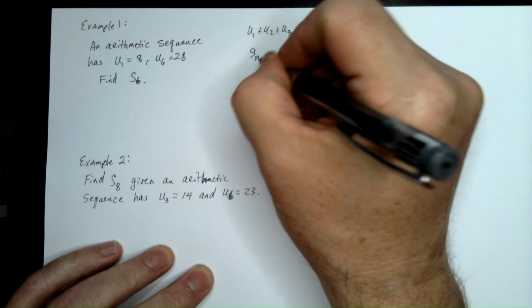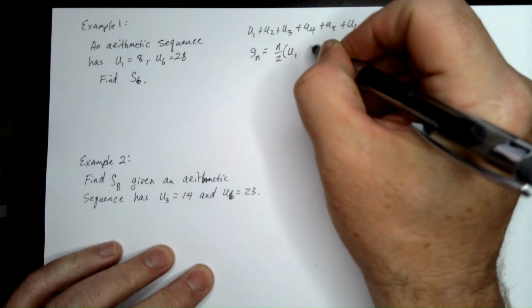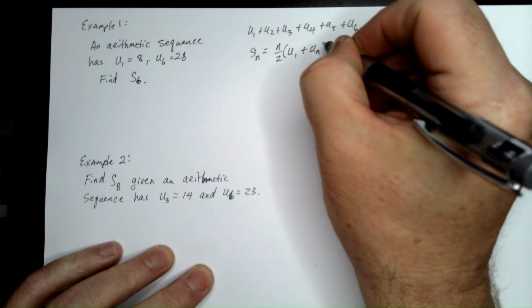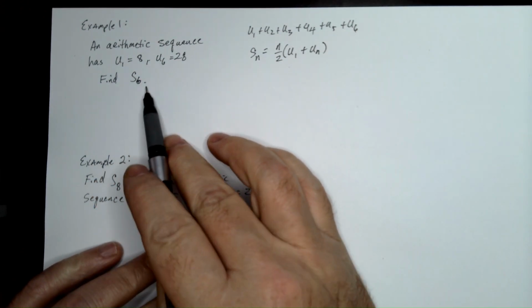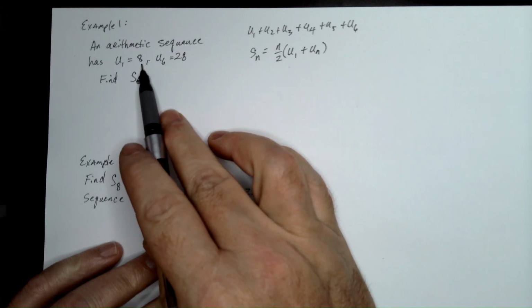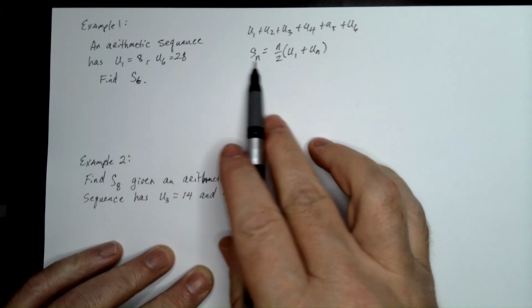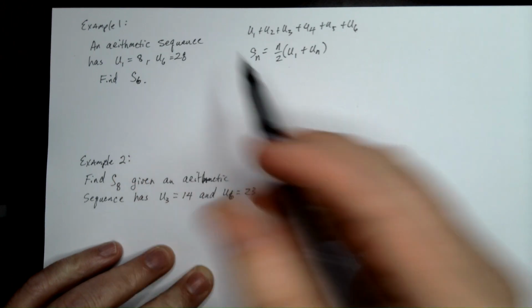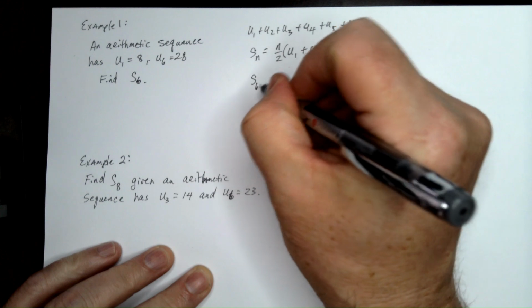So our formula is S sub n equals n divided by 2 times the sum of the first and the last. And since this is 6, that's the last one. See, we're finding the 6th one. That's the first one, so this is U sub 1. This is U sub n because it's 6, and that's the 6th. So all we've got to do is say this.